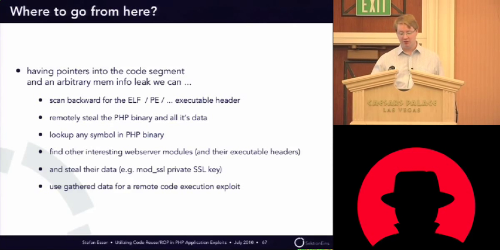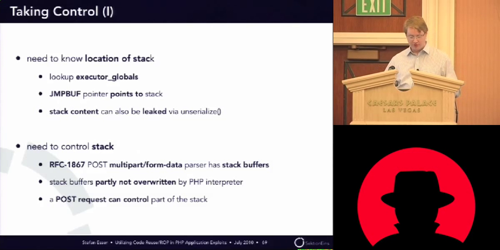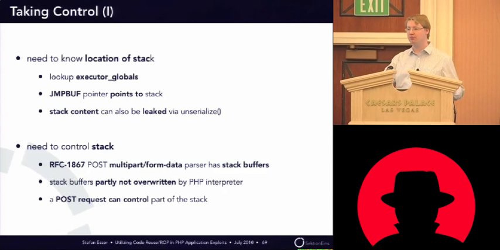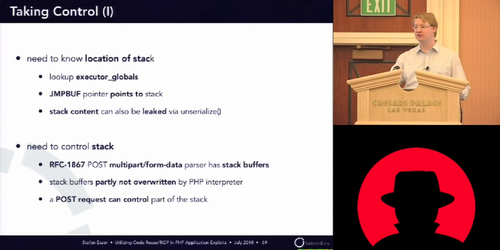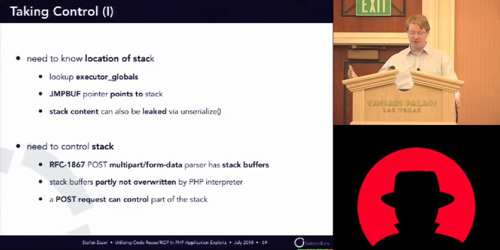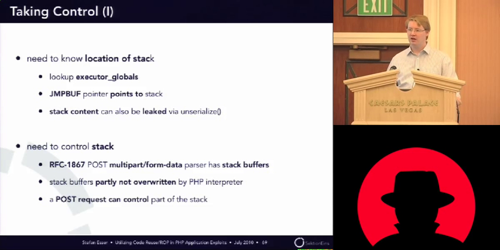But you can also use this information to create a code execution exploit. I will show you that now. So the idea to do the code execution exploit is, you first need to know the location of the stack, because the stack is usually completely randomized, even more than all the other things, so it's really hard to find the stack. But you can already look up any symbol in PHP, so what you do is you look up the executor globals. And the executor globals is, I think, the second biggest struct inside of PHP.